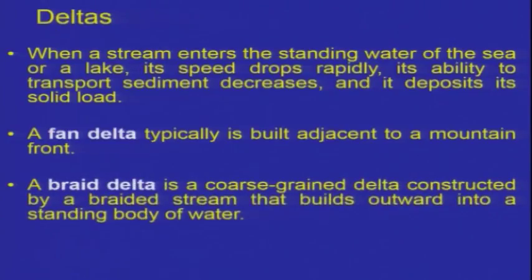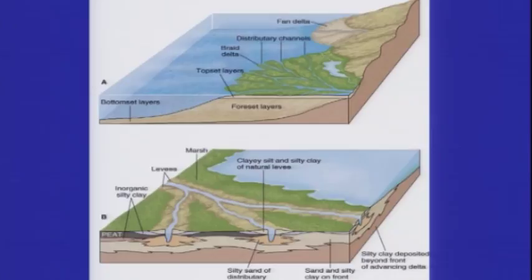Braid delta is a coarse grain delta constructed by a braided stream that builds outward into a standing body of water. So, this is an example of a few of the examples. Here you can see the fan delta, and you are having the braided delta, which is comprised of distributaries. There are a few deltas which also show a typical shape or form, which are termed as bird foot delta. Okay. This looks like a bird foot, so it is termed bird foot delta.